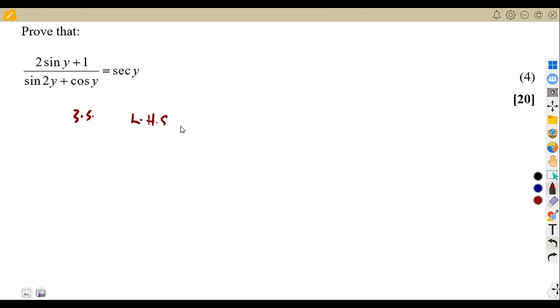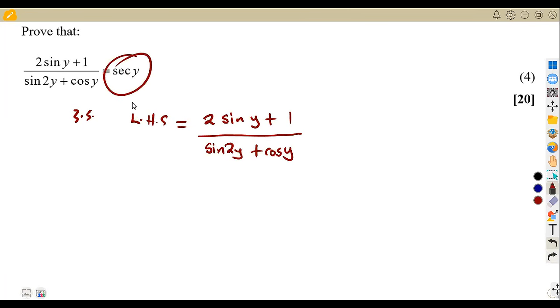From the left-hand side, I'm given 2 sine y plus 1, everything over sine 2y plus the cosine of y like this. So it seems like it's a complicated thing that we have, that we must prove is equal to sec x. This one was not much complicated. Remember, from our double angles, we've got the identity for sine 2y, which is 2 sine y cos y.